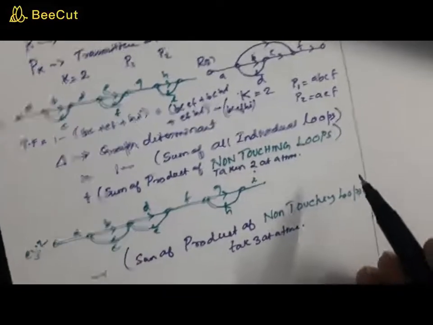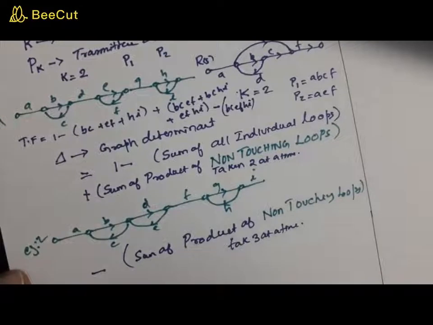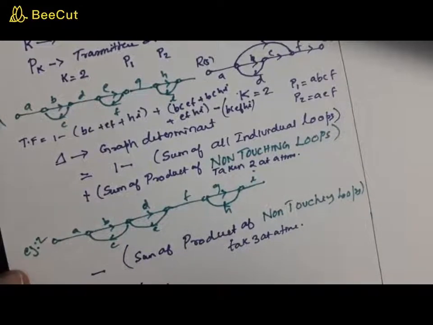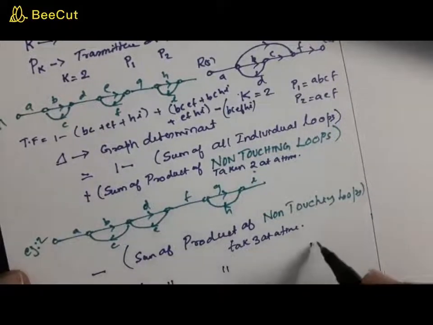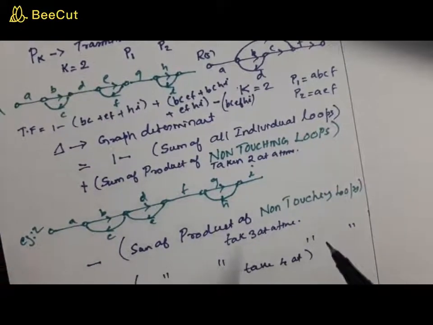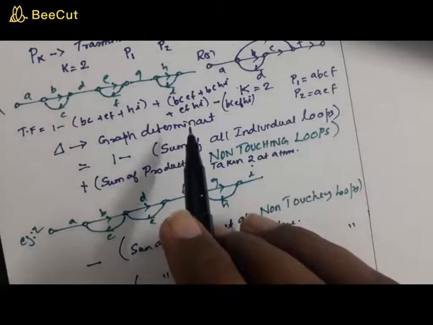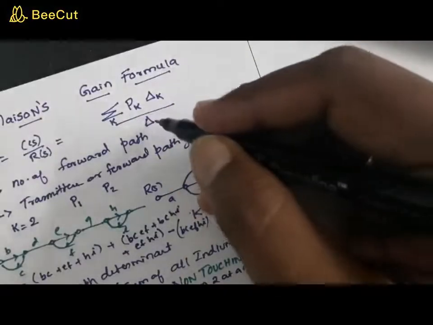Now, I hope you understood this. And this continues in this way. The next one will be the sum of the product of non-touching loops taken four at a time. Then what will be the next term? It will be minus the sum of the product of non-touching loops taken five at a time. And it goes on like that. That is called the graph determinant, and that is represented by delta.